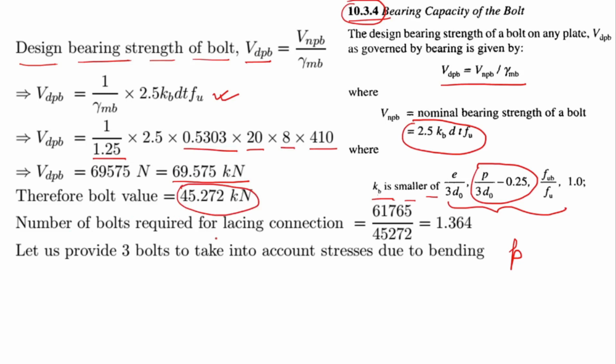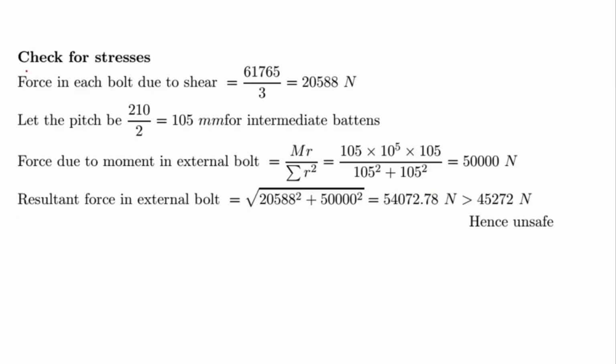Therefore the number of bolts required for each batten connection is 61,765, which we have calculated, divided by the bolt value, and it is 1.364. So more than one bolt we have to use. Let us provide 3 bolts to take into account stresses due to bending. Then we have to check for stresses.